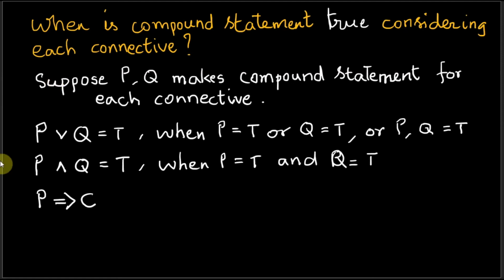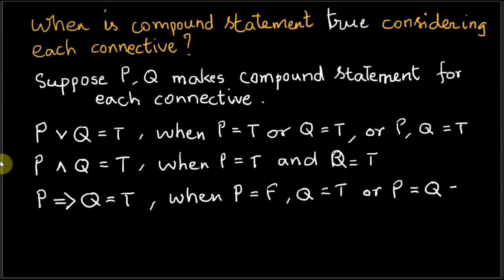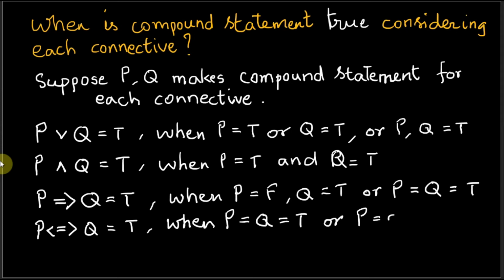P implies Q is true when P is false and Q is true, or both P, Q are true. P if and only if Q is true when P and Q are true or both are false. So negation of P is true when P is false. So let us discuss the working of each connective in detail to understand the outcomes.